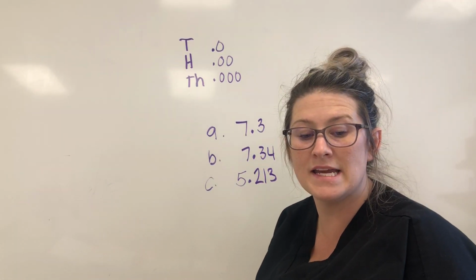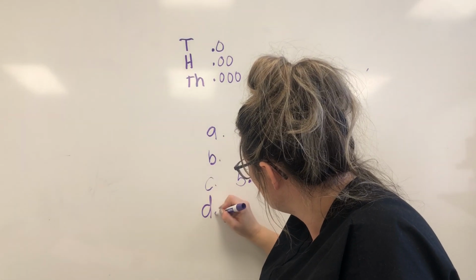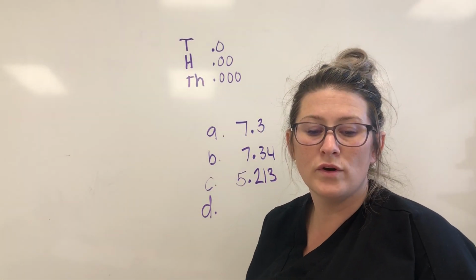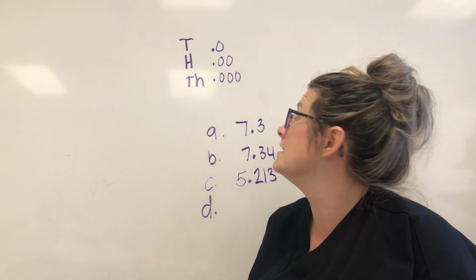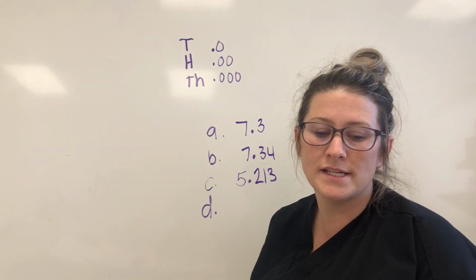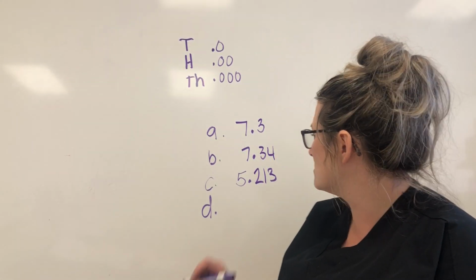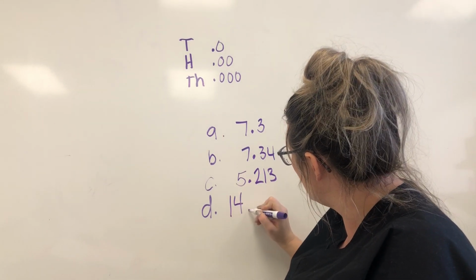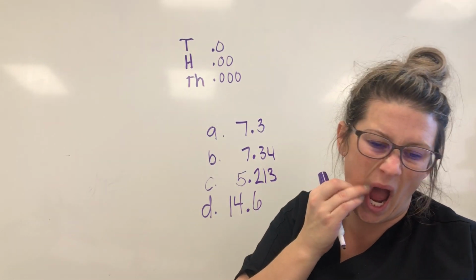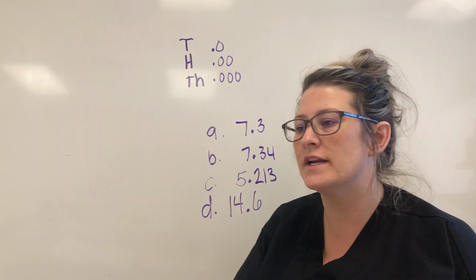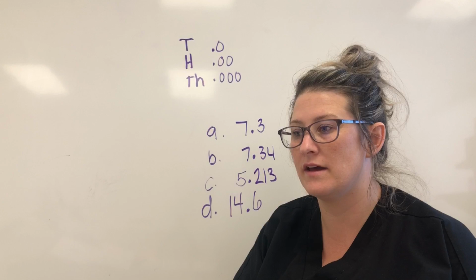And let's go ahead and do D. For D, 14.6, 14 and 6/10. 14 and 6/10. So it should look like this. 14 and 6/10. All right, we're gonna jump back to the textbook really quick.